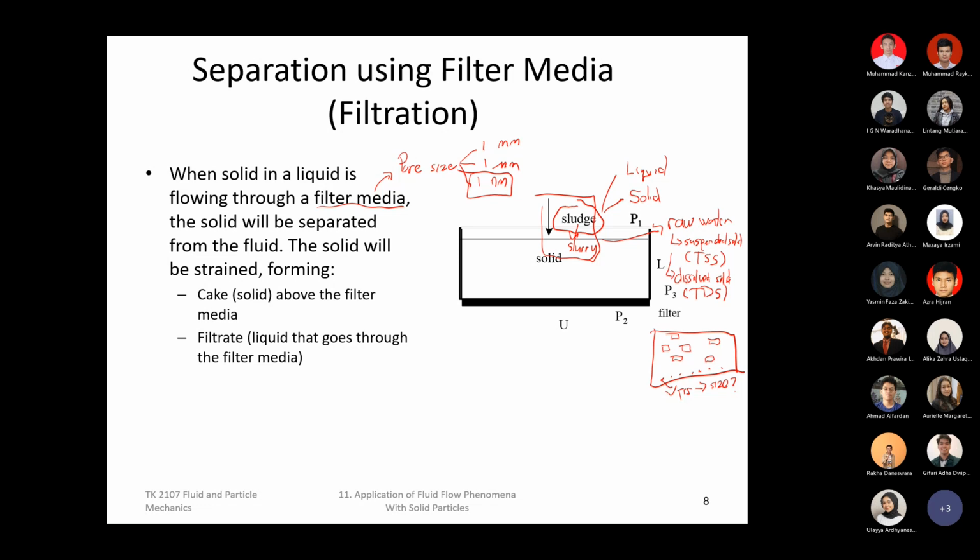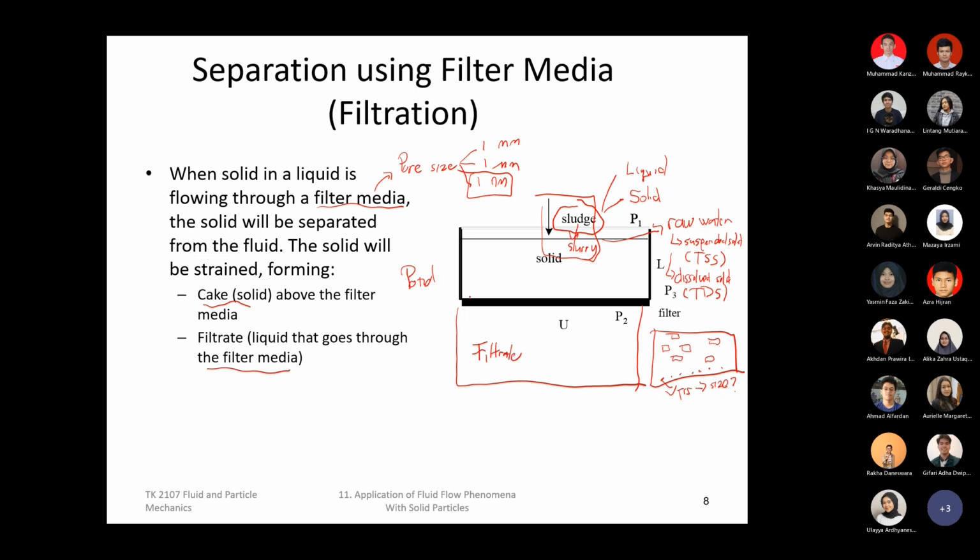In terms of the product, you can imagine where is the cake and where is the filtrate. Cake is the solid above the filter media. So if you have this kind of sludge coming into, let's say, a pond. Let's say this is a pond that has some kind of filter at the bottom, and then you have another containment at the bottom. So this is actually what we call the filtrate.